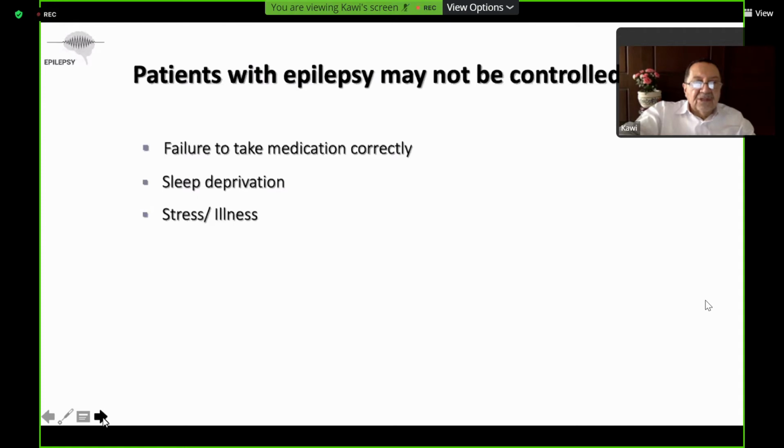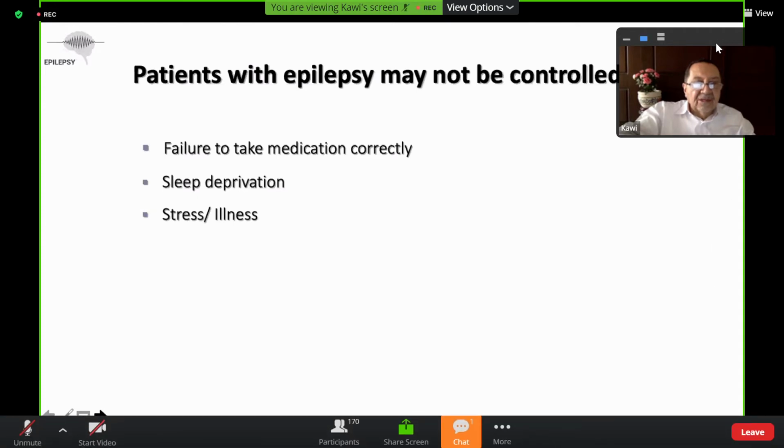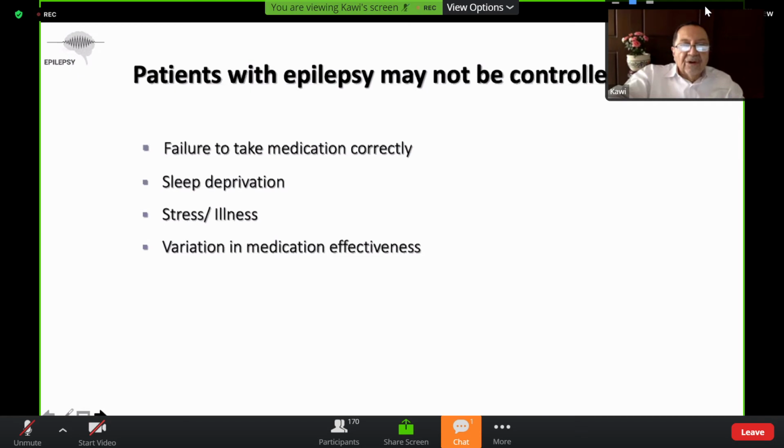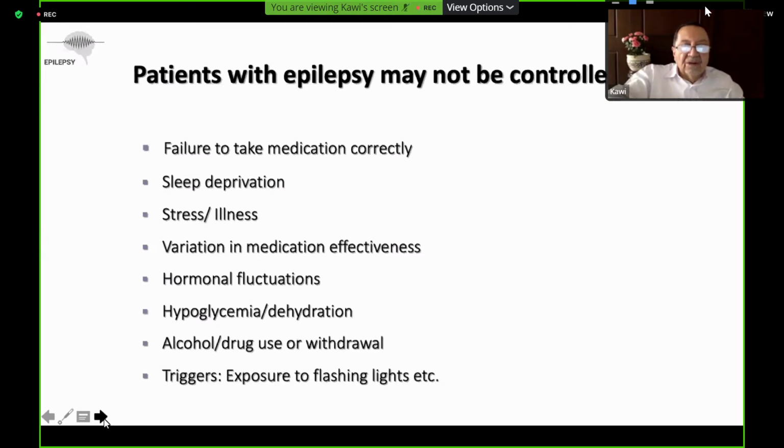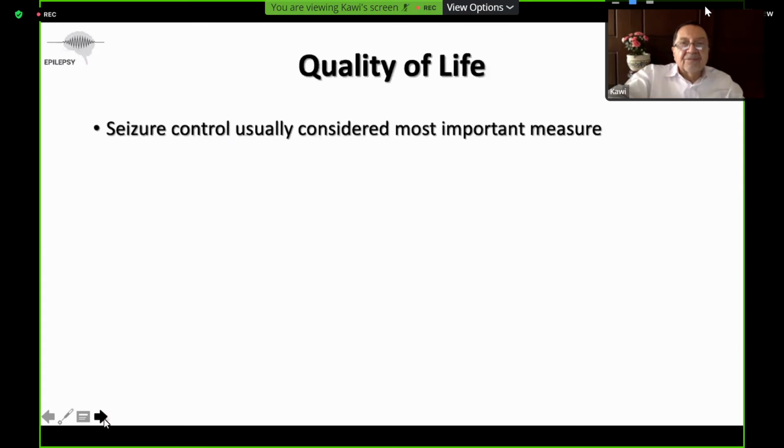temperature is high and fever stimulates epilepsy, or there is variation in medication effectiveness because they have been stored for a long time, or there might be hormonal fluctuations, and it is well known that there might be some catamenial change in the control of epilepsy in females, hypoglycemia, dehydration, alcohol, drug abuse, or exposure to triggers such as flashing light.